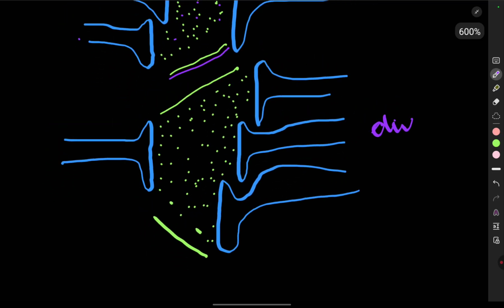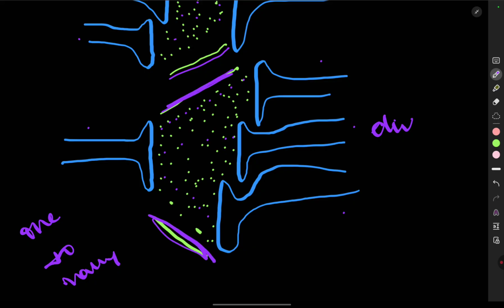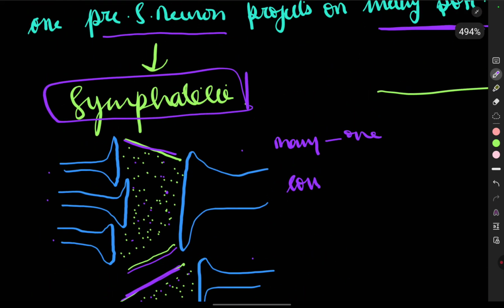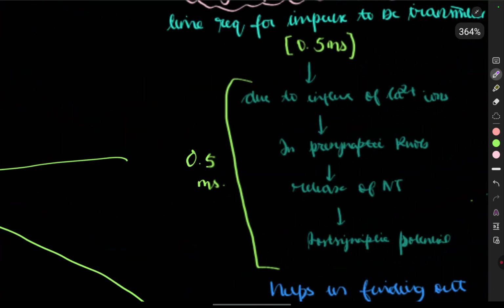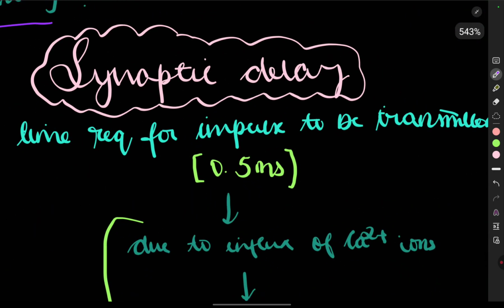And for divergence, it is one to many. See, there is only one presynaptic neuron and three postsynaptic neurons, and the neurotransmitters are getting scattered to all three postsynaptic neurons. So this is getting diverted. So this is the law of divergence, and this is the law of convergence. Now we will see the third law, that is the synaptic delay.